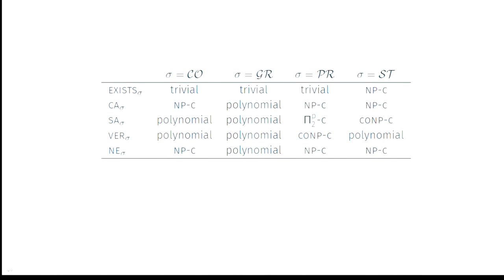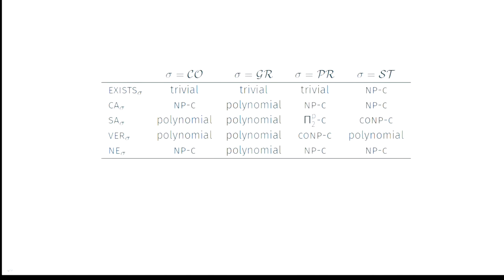Skeptical acceptance is the case where an argument belongs to all the extensions. So an argument is skeptically accepted regarding a semantics if and only if that argument belongs to all the extensions identified by that semantics. And in this case, it's pretty interesting to see that for the case of preferred, which I think is the case that you will focus on mostly later on, it is at the second level of the polynomial hierarchy. So it's Pi 2.